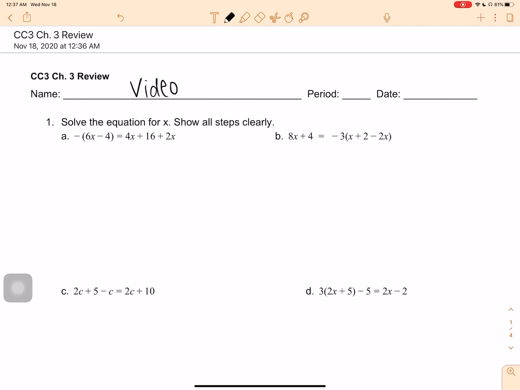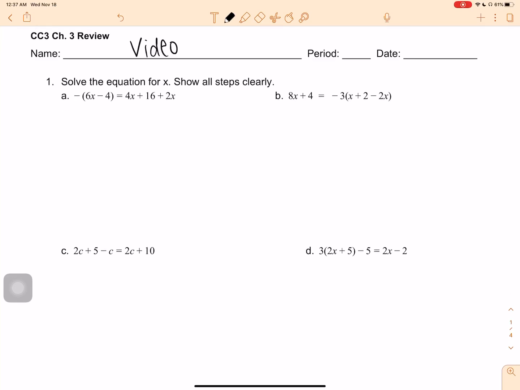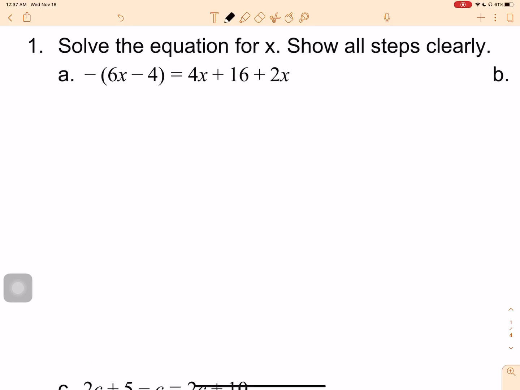Please try the problems on your own and then use the video to check your answers as you go through every problem. Again, also, do not just write down the final answer. That will not help you learn as much as you doing the problem on your own as well. So here we go. Number 1. Solve the equation for x.